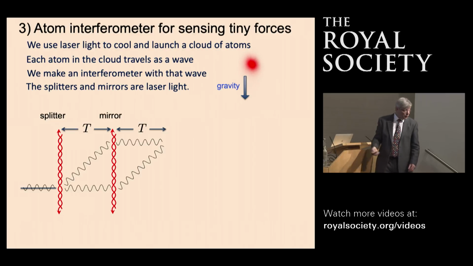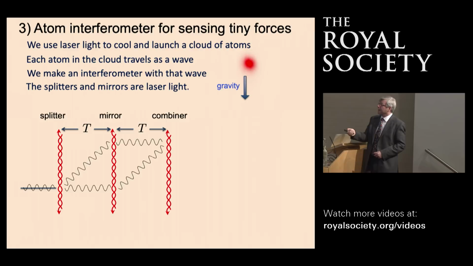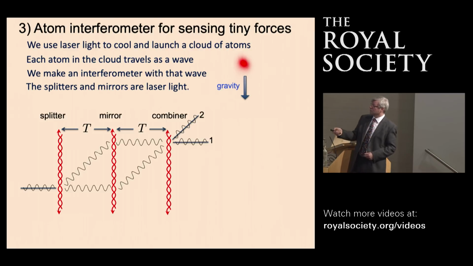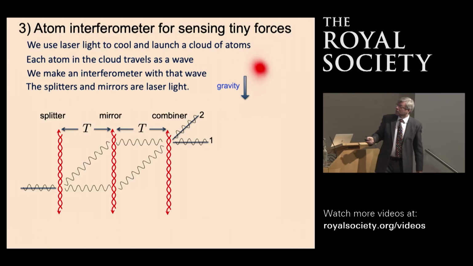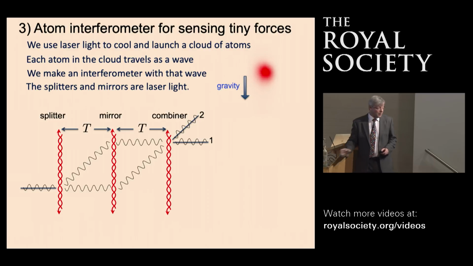And now I've got to make the waves overlap with each other to interfere, and so I need a combiner, which is another laser pulse. And then finally, there are the 2 outputs, and I can determine the difference in how many wiggles went along this path and how many wiggles went along this path by measuring whether the atom came out path 1 or path 2.